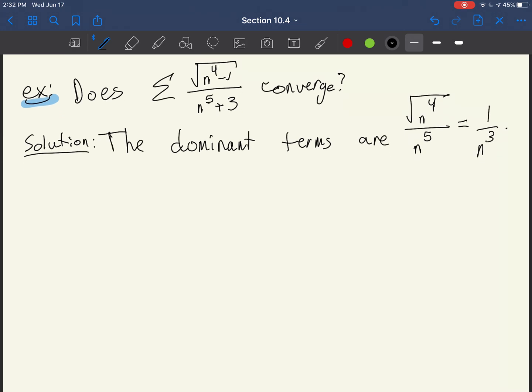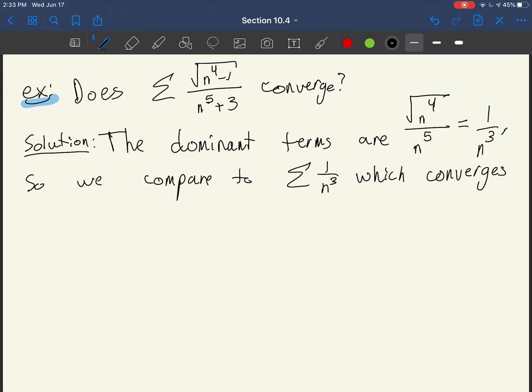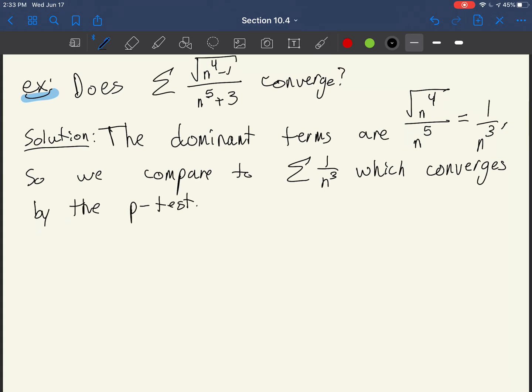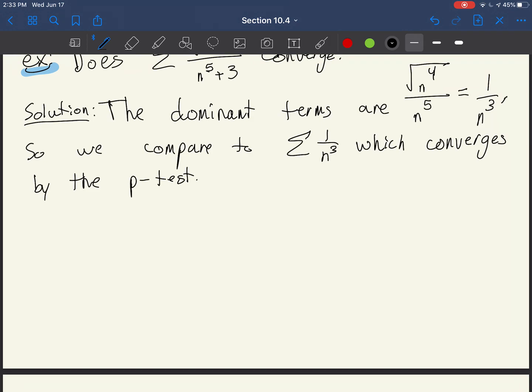And this inequality is a little bit trickier, but it's still not too bad. So we compare to the sum of 1 over n cubed, and we know that this series converges by the p-test. In other words, it is a p-series. So we set up our inequality. We have an, the square root of n to the 4th minus 1, divided by n to the 5th plus 3. And we need to somehow get it to 1 over n cubed.